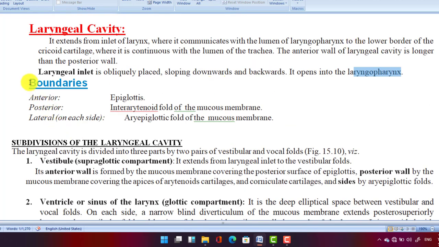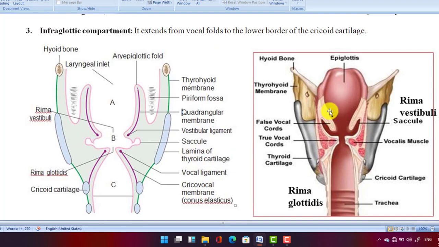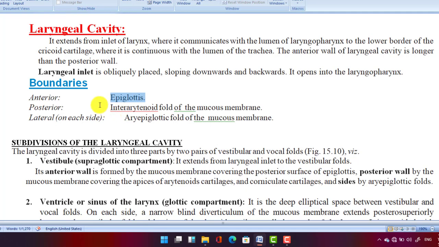Now, what are the boundaries of the laryngeal cavity? It has four boundaries, but we divide them into three. The anterior boundary is formed by the epiglottis. The posterior boundary is formed by the interarytenoid fold of mucous membrane. And the two lateral boundaries are formed by the aryepiglottic folds of mucous membrane. We'll see the aryepiglottic folds next. So that was the introduction to the laryngeal cavity.